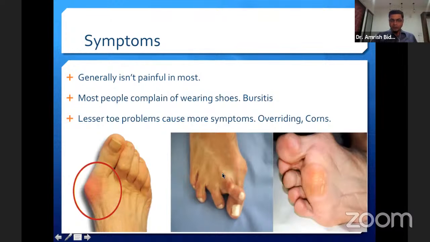So generally in a picture like this, when you tell a patient that you need to do surgery and you need to do a hallux valgus correction, they say, but this is not painful at all. Why are you touching this? I mean, you have to tell them they have to make space for this second toe to come down. And so the second toe always troubles more than the big toe in this condition generally.